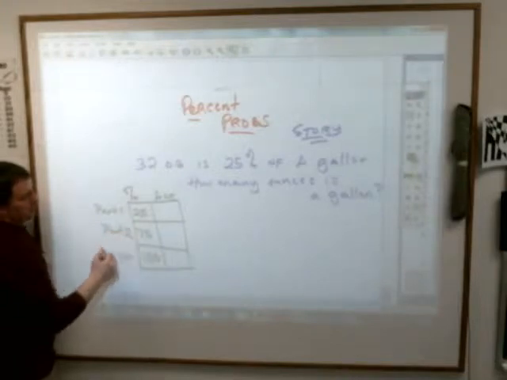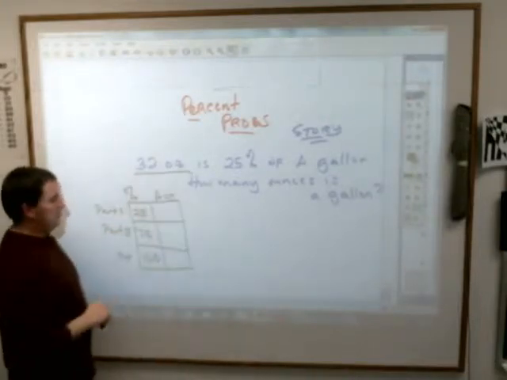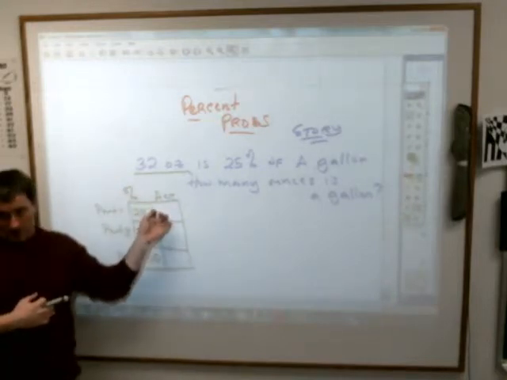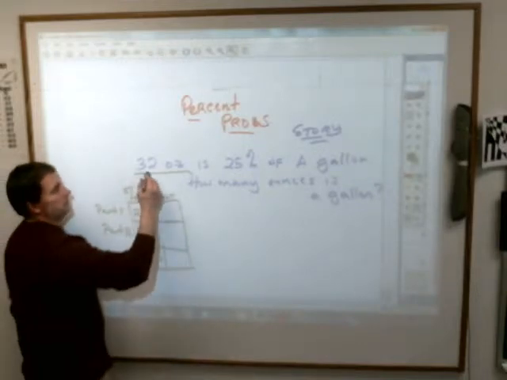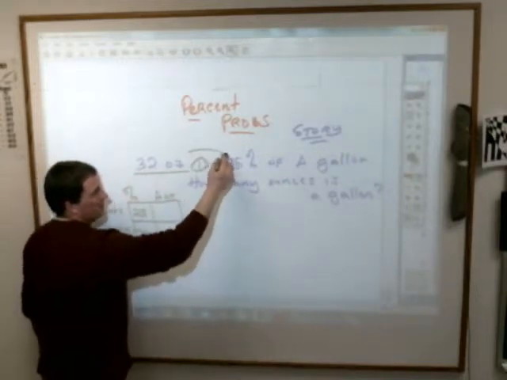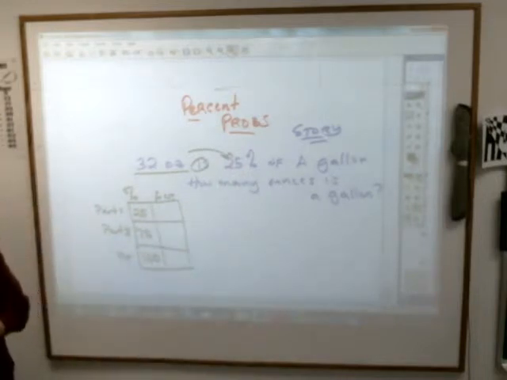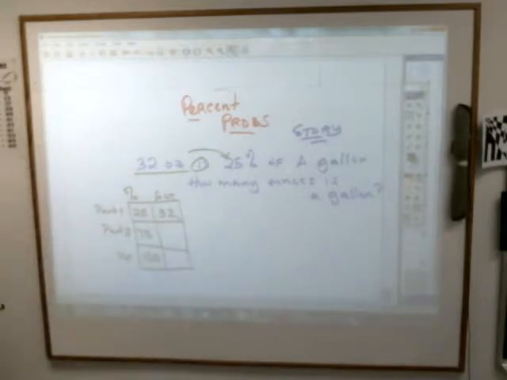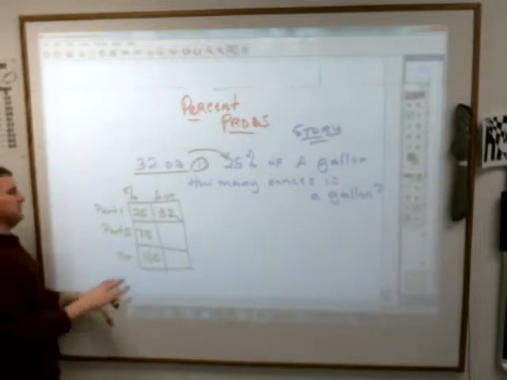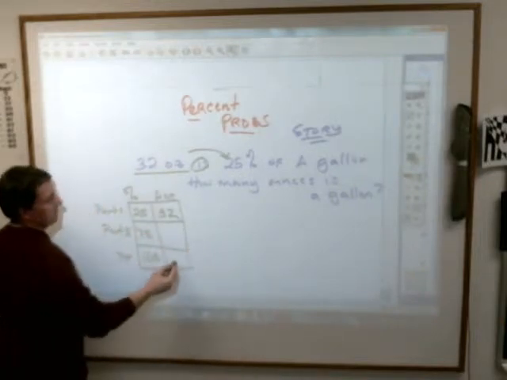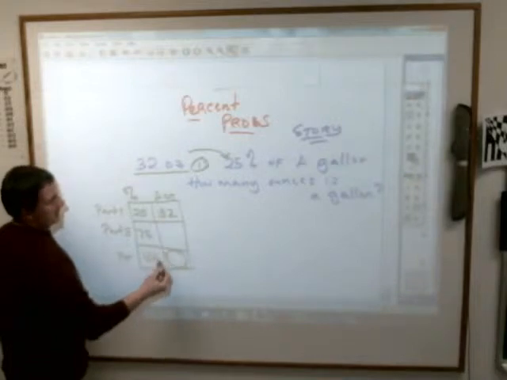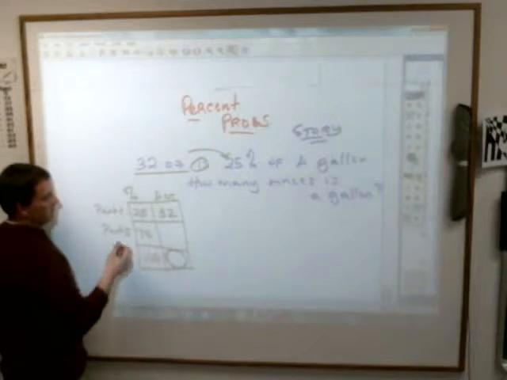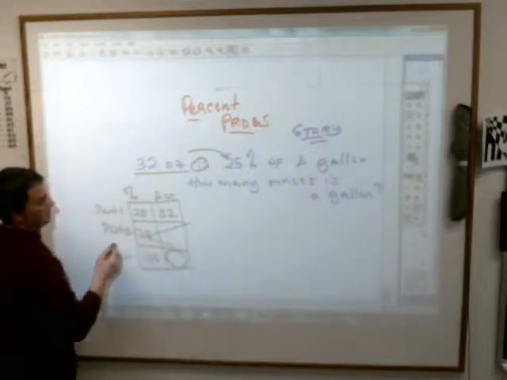Now the question is, where does 32 ounces go? Is 32 ounces the total? Is 32 ounces 75% of this, or is 32 ounces 25% of it? And the key, it tells you right here, 32 ounces is the part that goes with the 25%. 32 ounces goes here. Am I looking for what 75% is, or am I looking at how much a total is? I'm looking for this. If that's the case, this middle part is not needed at all, because you have this and you want to know that. It's good to have it there, but it's not going to be used.